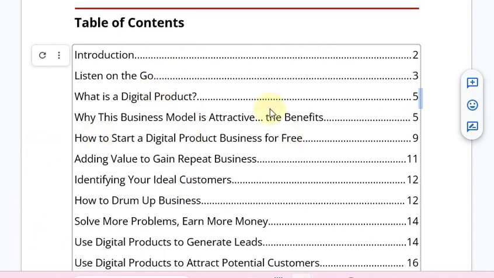So, why this business model is attractive. That's where you're going to learn about all the different benefits, and how to start a digital product business for free. This is important because a lot of people are looking for a low risk way to start earning online. There's kind of a myth out there that in order to have a thriving online business, you have to spend a lot of money. Now, you can get started for free, and we show you how to do that in this section.